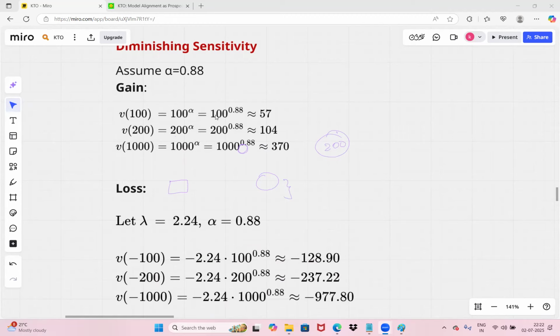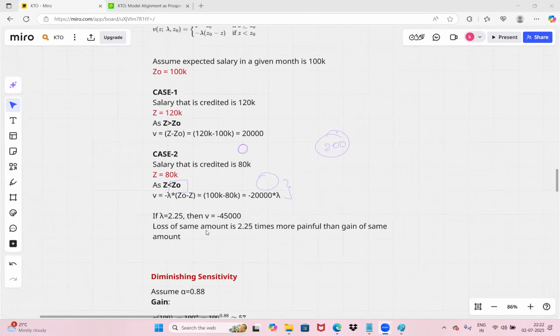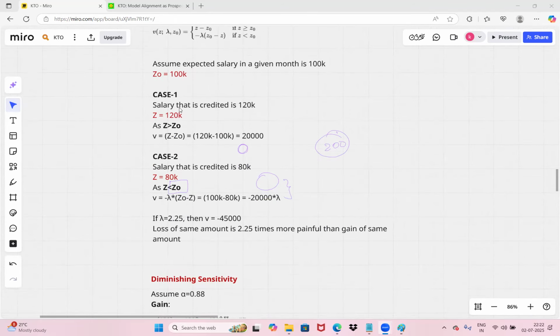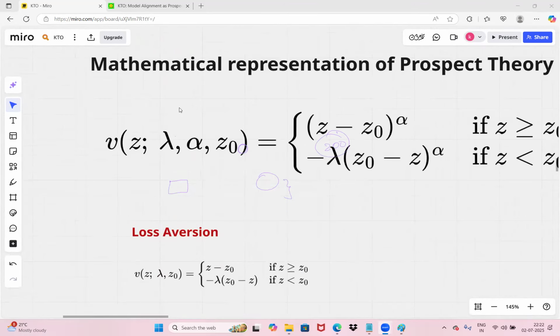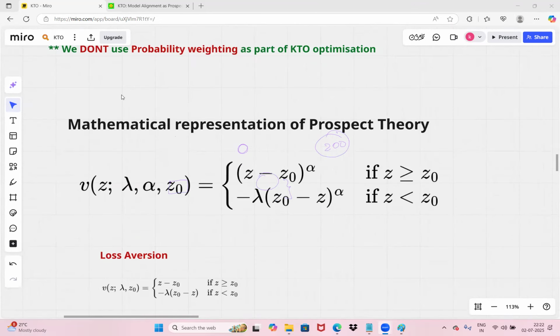So now if you combine both these cases, if you combine alpha, which talks about diminishing sensitivity, and the two cases of loss aversion, this is how our mathematical representation of prospect theory looks if we consider both loss aversion and diminishing sensitivity. Here alpha represents diminishing sensitivity. The rest of the components represent loss aversion.